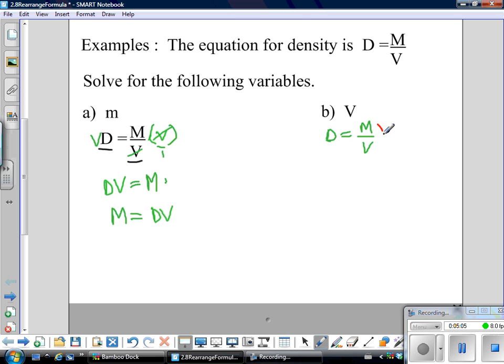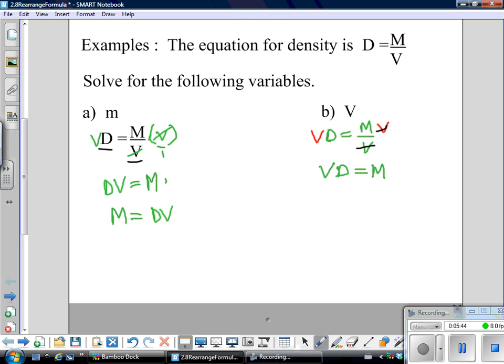And if I do that, you can see what happens, that I still get a VD on this side, and on the opposite side, the V's are going to cancel each other out, and I'm left with just the M. And so that's really what we just did over here. But my question asked to give me V by itself. So now how do I get V by itself over here? Well, it says V times D. So the opposite of multiplying by D would be to divide by D.